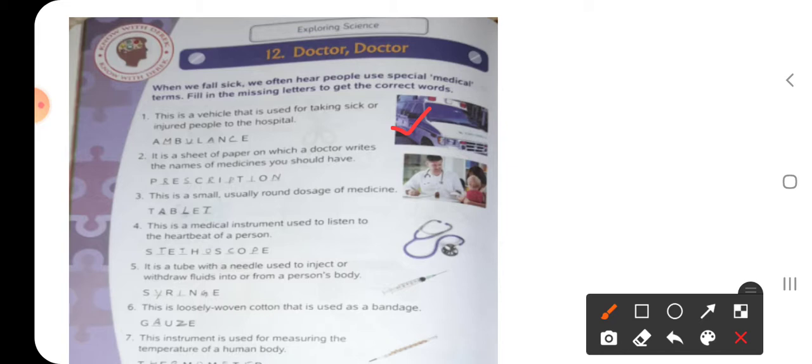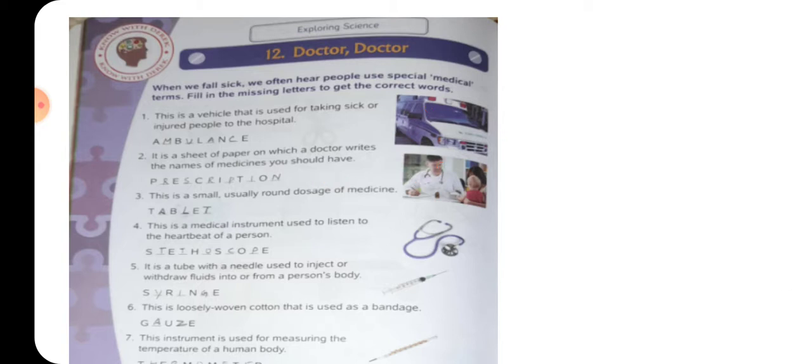Next, number 2, it is a sheet of paper on which doctor writes the names of medicines you should have. So here you can see a doctor and a patient. So after showing to a doctor, what happens? He prescribes some medicine and he writes it in a piece of paper. So that paper in which he writes the names of the medicines you should have, that is known as prescription.